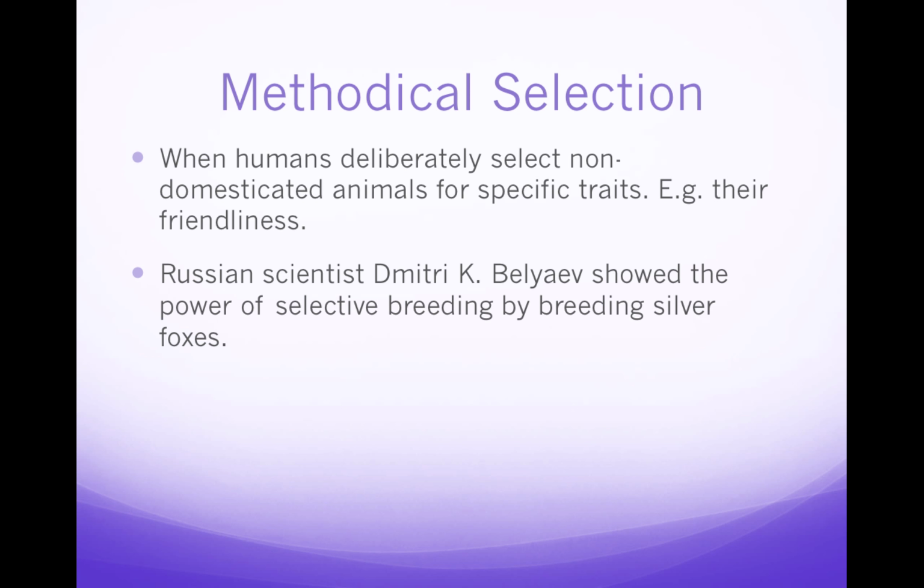Methodical selection. When humans deliberately select non-domestic animals for specific traits, e.g. their friendliness. Russian scientist Dmitry K. Belyaev showed the power of selective breeding by breeding silver foxes. Dmitry and his team spent many years breeding the silver fox and selecting only those foxes that showed the least fear of humans to breed from. Eventually, Belyaev's team selected only those that showed the most positive response to humans.